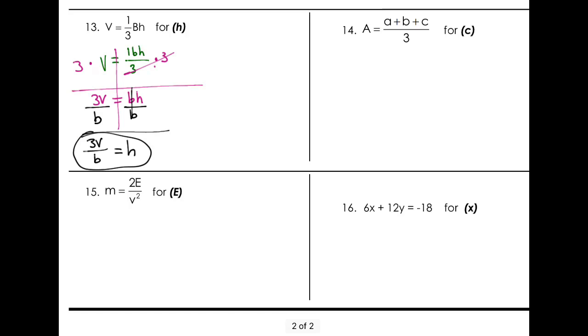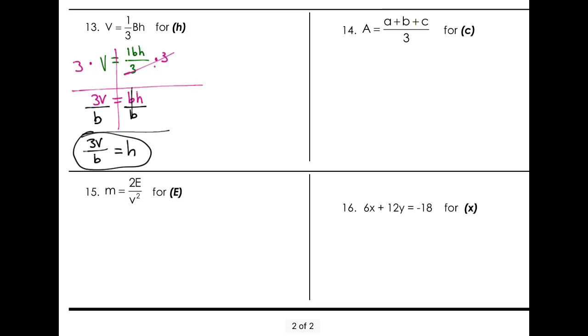All right, and let's look at the last one. I want to look at number 14 because we have a little a here and a capital A. Those are two different variables, so we can't combine those. Those aren't going to be like terms. All right, so let's go through this one. We want to solve for C, right? So we're going to get that C by itself.